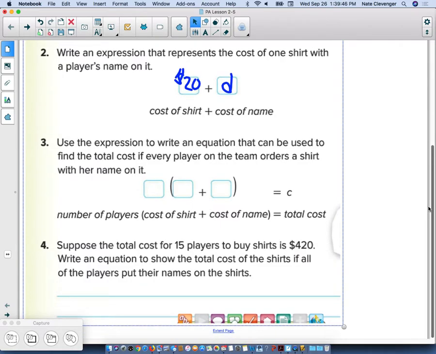Now use the expression that we just came up with to write an equation that can be used to find the total cost if every player wanted their name on the back of their shirt. So we're still going to have the same cost here, 20 plus D. That's still the cost of the shirts. And then Ethan, how many players were there? We don't know. So what do we use for that? P. Right. So we put letter P there for players. And then all of that equals the total cost. They already put that in for us.